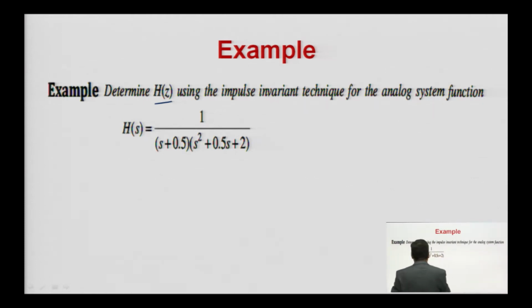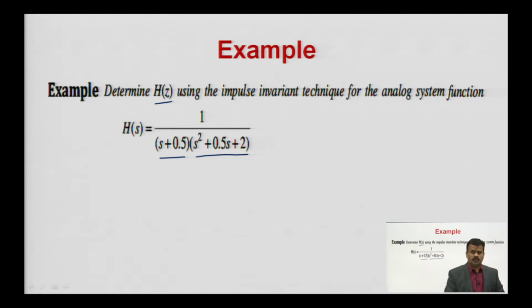Here, H(s) is equal to what? It is given to you: 1 upon (s plus 0.5) into (s square plus 0.5 s plus 2). Now, you know you have three formulas in the impulse invariant method. First is for linear factors, second is in sine form, third is in cosine form.